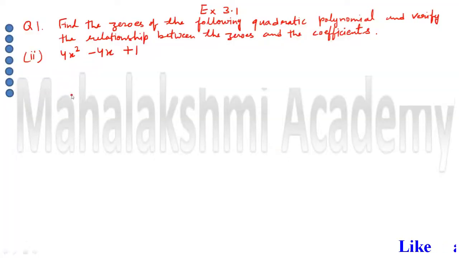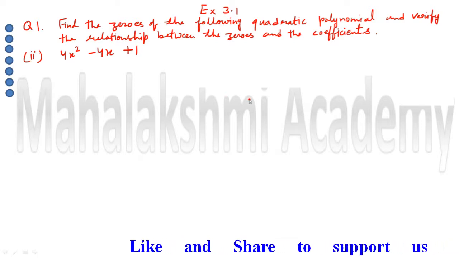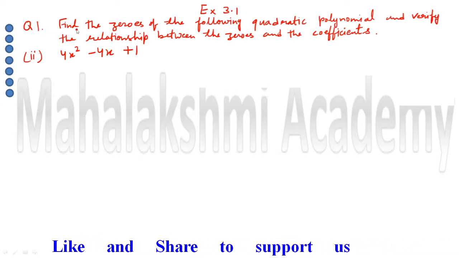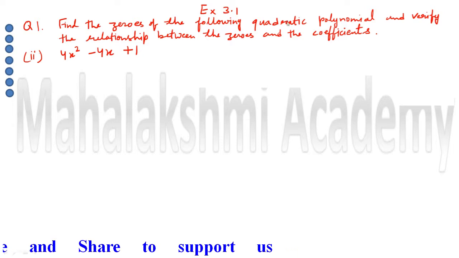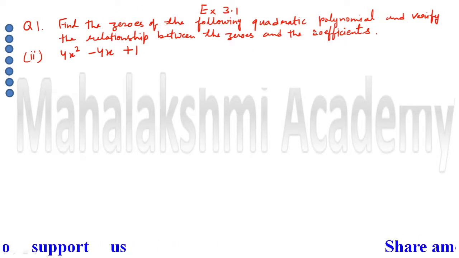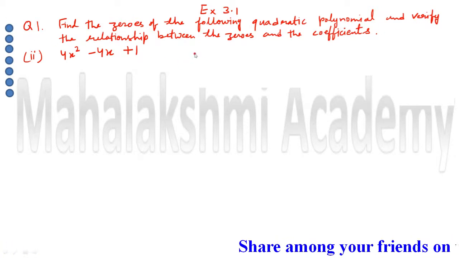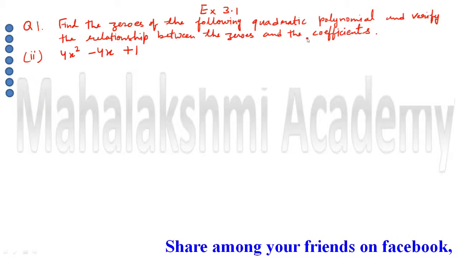Hello everyone, I am going to explain the first question, second part from exercise 3.1, and this question belongs to 10th class maths. In this question, first we have to find the zeros of the following quadratic polynomial. After finding the zeros of the polynomial, we have to verify the relationship between the zeros and the coefficients.